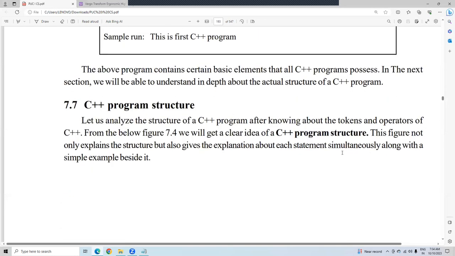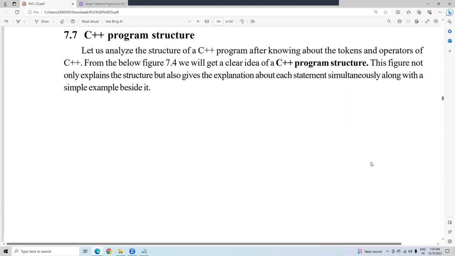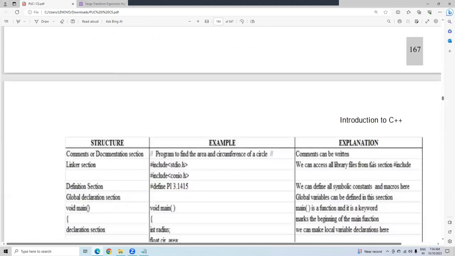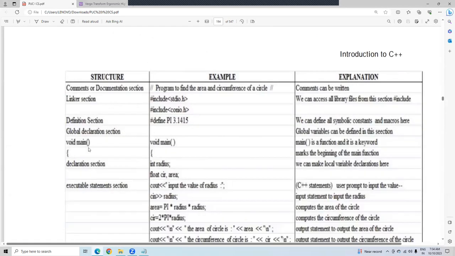So C++ program structure: let us analyze the structure of a C++ program, about the tokens and the operators from C++, by taking the support of the following table. Here it is. This is the structure, right? Comments are the documentation section, first line. See, they have written a comment: program to find the area and the circumference of a circle.